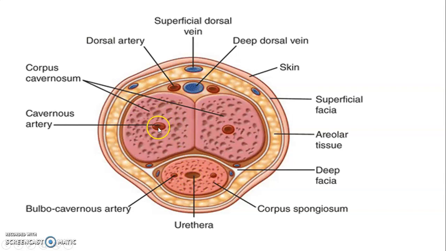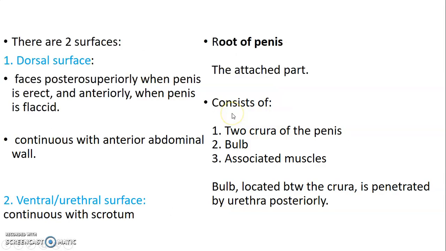Corpora cavernosa, each of them has an artery. Corpus spongiosum has the urethra at the center with bulbocavernous arteries. So these are erectile tissues. Then you can see the dorsal arteries there and the deep dorsal vein.